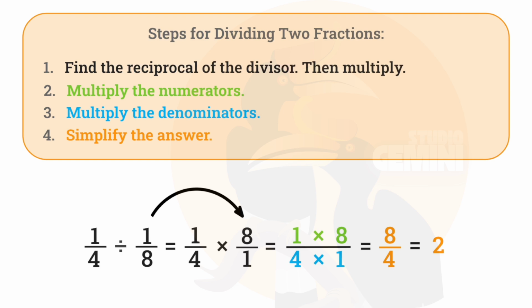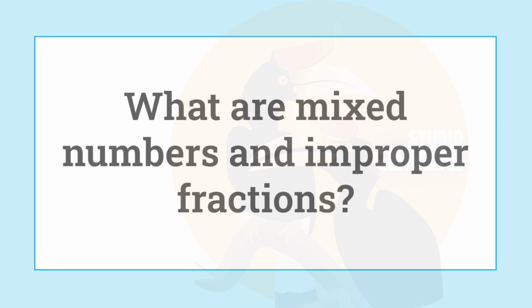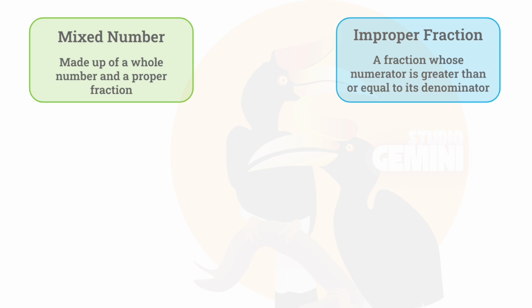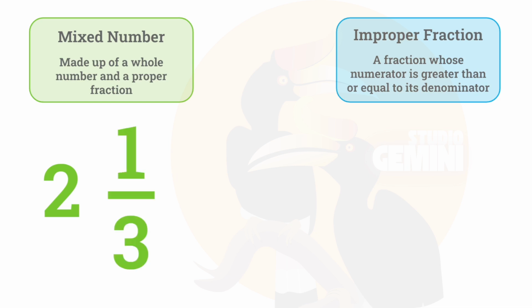For our last set of examples, we will be using both mixed numbers and improper fractions. Let's review. What are mixed numbers and improper fractions? Both are ways of representing numbers that are greater than or equal to 1. A mixed number is made up of a whole number and a proper fraction, while an improper fraction has a numerator that is greater than or equal to its denominator. Mixed numbers can be converted into improper fractions, and improper fractions can be converted into mixed numbers as well.